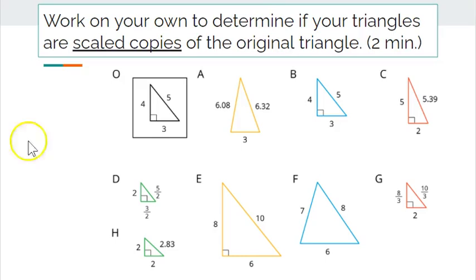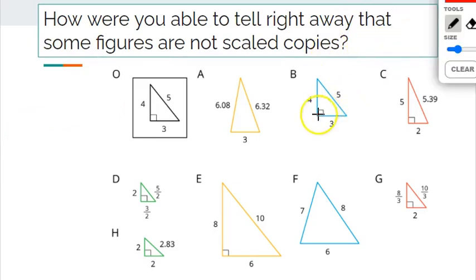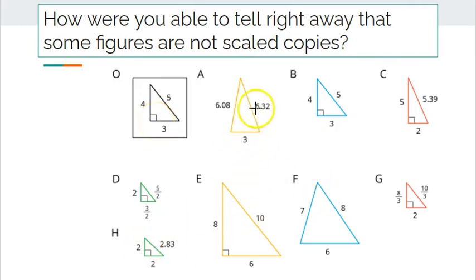Well, I think we can tell the ones that aren't pretty quickly, right? Yeah, so O has a right angle. Does A have a right angle? Yeah, so A is not one of them, definitely. F is not one of them. And I think that's it for those. We can tell those right away because they don't have a right angle, which this has, so those would have to match as far as that.